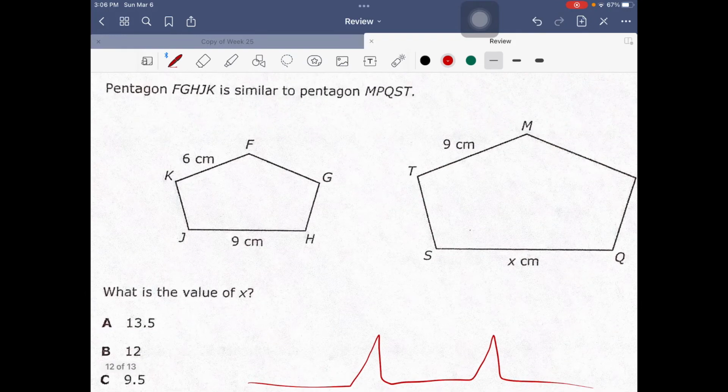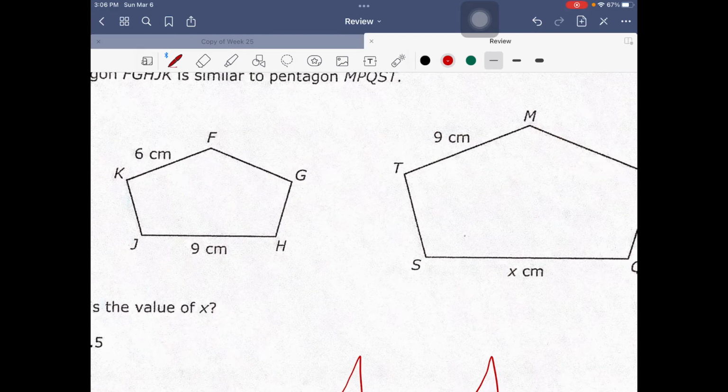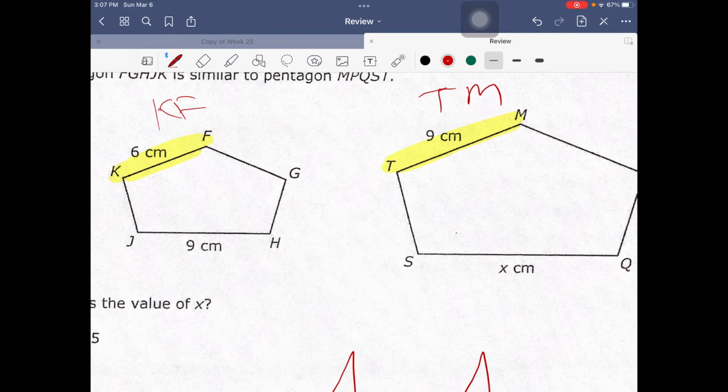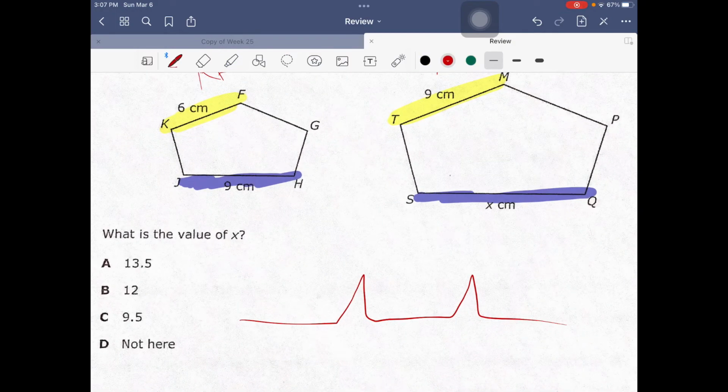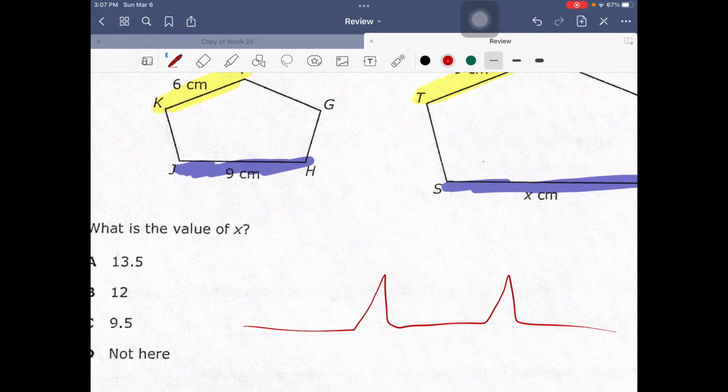A little bit better. Now, they're giving us 6 centimeters, 9 centimeters. Which ones are in the same position? Well, these two are in the same place. These two are similar. KF and TM. Now, what are the other two that we need? We just need 2 more. Well, JH is similar to SQ. So what are the 2 sides we're comparing? We can say yellow and blue.